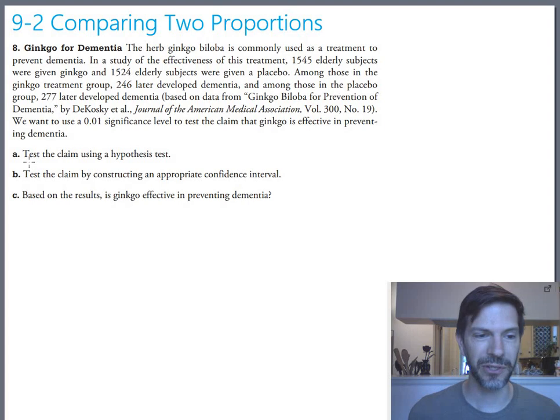And notice their instructions here. Part A says test the claim with a hypothesis test. B says test the claim by making a confidence interval. And C says, does it work?